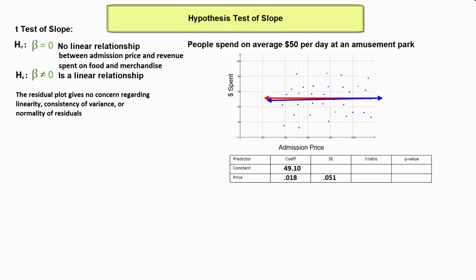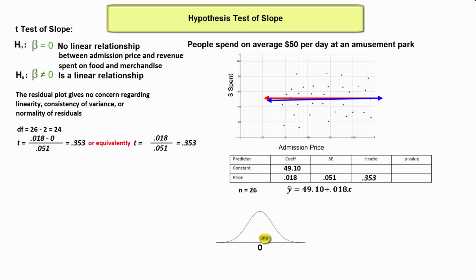We're looking at a standard error of 0.051, sample size is 26, so the degrees of freedom is 24. We lose 2 degrees of freedom estimating slope because it's made up of 2 variables. From the printout, the sample slope is 0.018, and the LSR line is y hat equals 49.10 plus 0.018x. The test statistic is t equals 0.018 minus the assumed population slope of 0, divided by the standard error of the slope, 0.051.